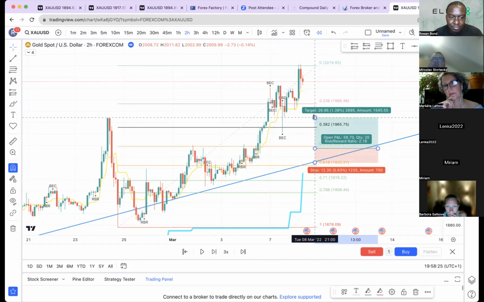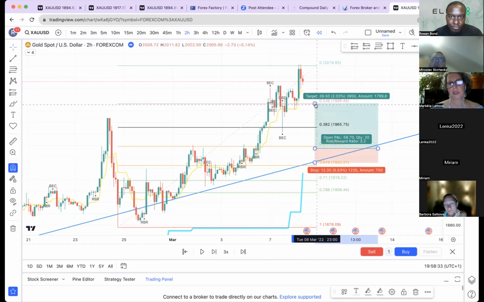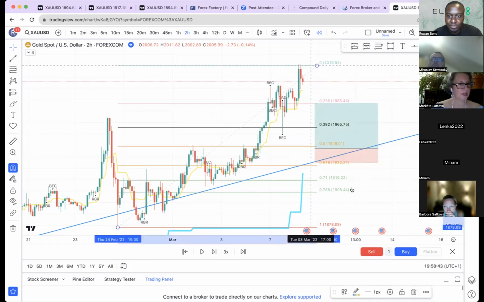At the start of BC. Okay, so this is a 3-to-1, so this is a good trade, 3-to-1. This is now a well-structured risk, 3:1.